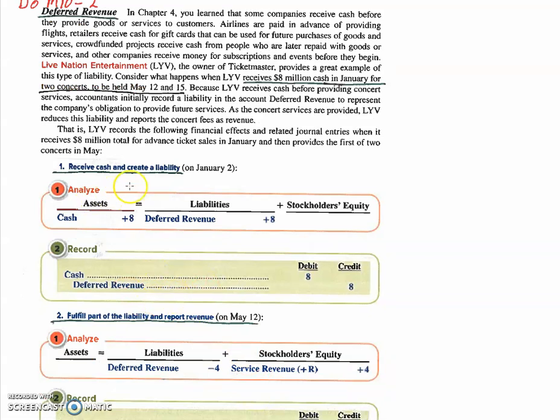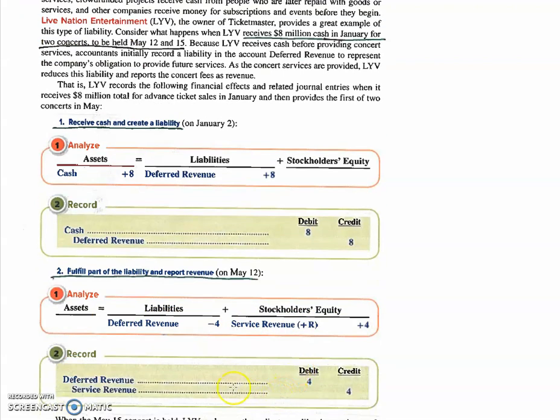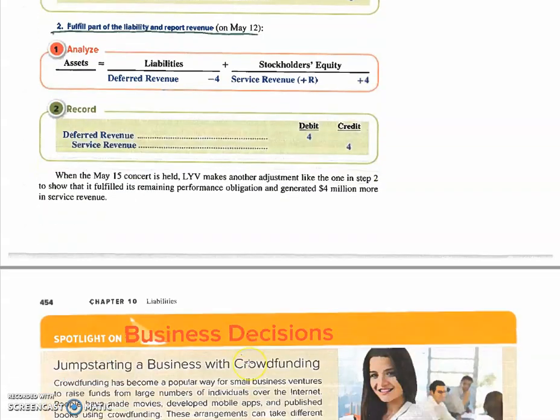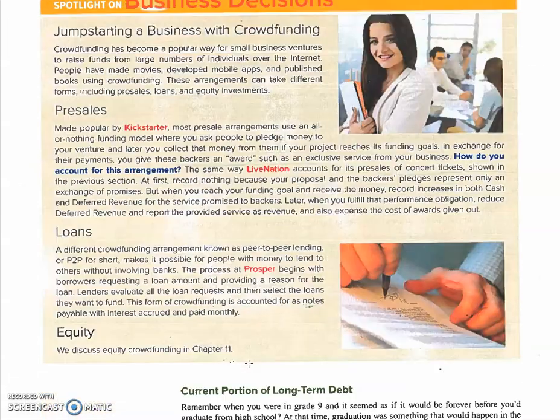Now here they are collecting $8 million for advanced ticket sales for 2 concerts. They provide the first concert, and so they've earned half of that, $4 million. So they debit deferred revenue for the $4 million, reducing the liability, and credit service revenue, increasing stockholders' equity for the $4 million. Okay.